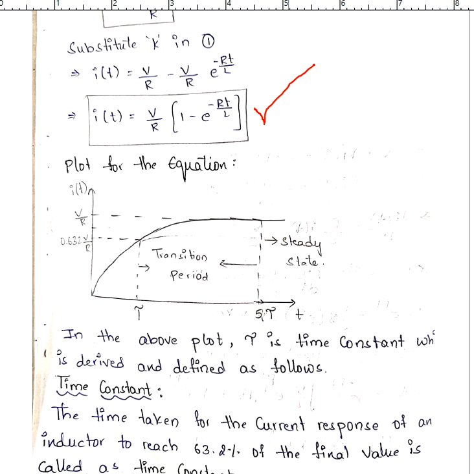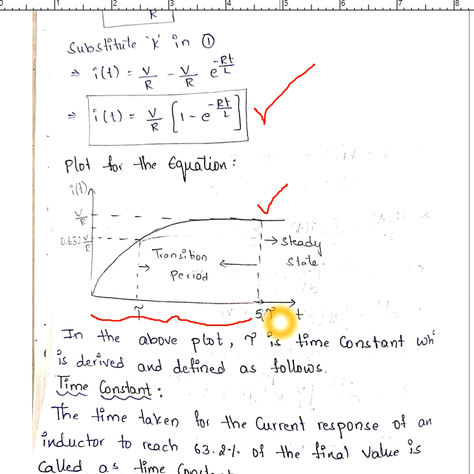So after certain time it will be reaching steady state value, which is equal to V by R, right? What is steady state value here? Steady state value will be obtained when t tends to infinity. So when t tends to infinity, I of infinity will be equal to V by R. So that's why this is considered as steady state. Okay, so there exists some time difference from initial time to the steady state, that is called as time to reach the steady state value. So that value is nothing but 5 times tau here.